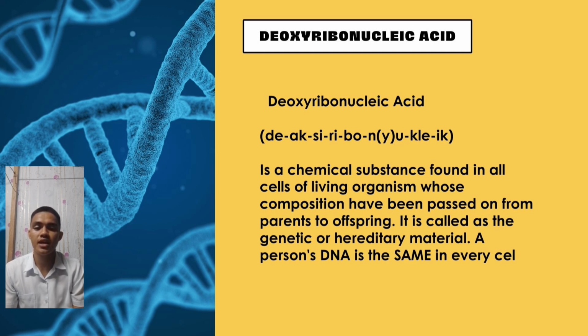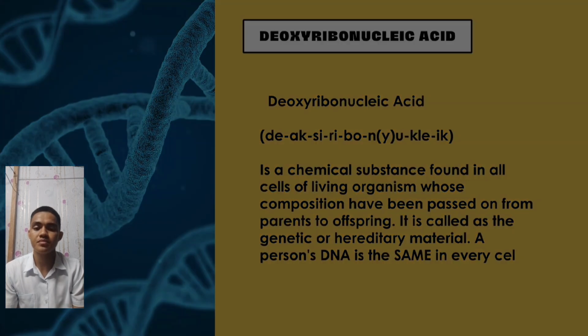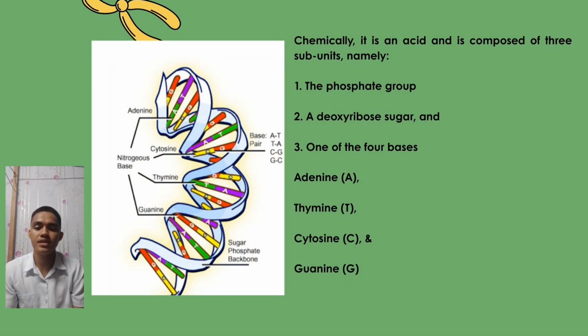It is called the genetic or hereditary material. A person's DNA is the same in every cell. Chemically, it is an acid and it is composed of three subunits, namely, the phosphate group, the deoxyribose sugar, and one of the four bases. It is composed of adenine, the A, thymine, the T, cytosine, the C, and guanine, the G.